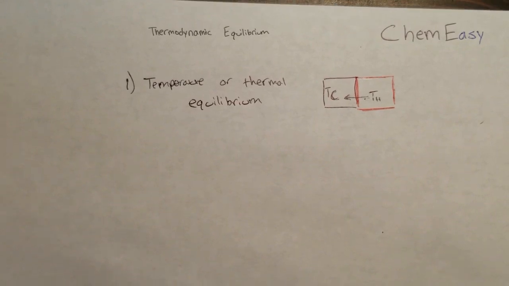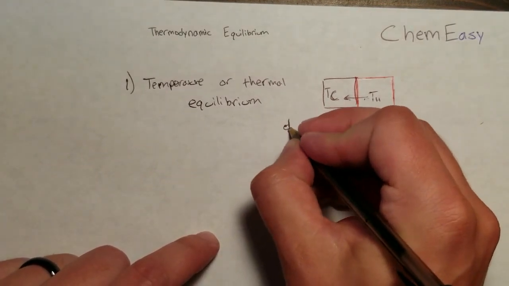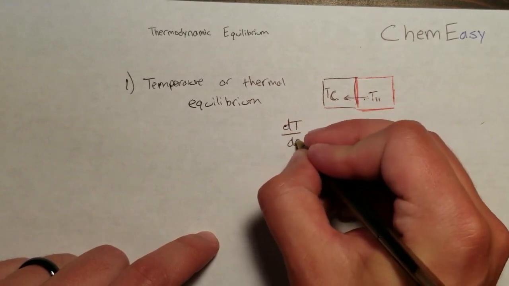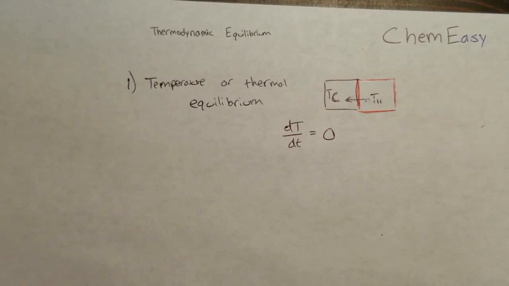If we look at our very ugly example here, eventually if these two objects are left touching each other, we'll say for eternity, for infinity, then the two objects will have the same temperature. And when two objects have the same temperature, the temperature is no longer changing. That is temperature or thermal equilibrium. You can think of it as the derivative of the temperature, dT over dt, being equal to 0. The temperature is no longer changing with time.